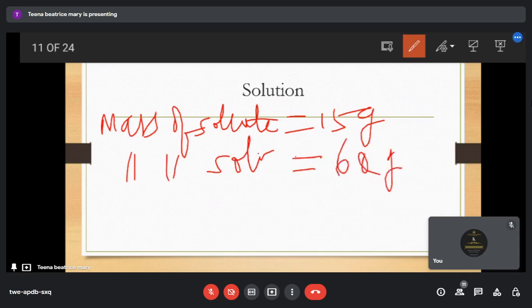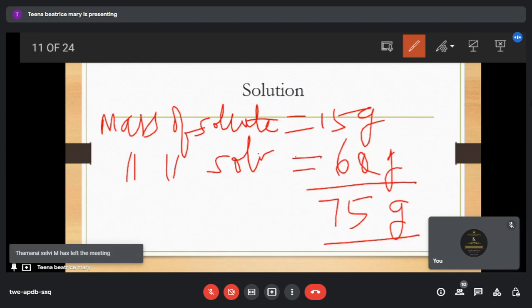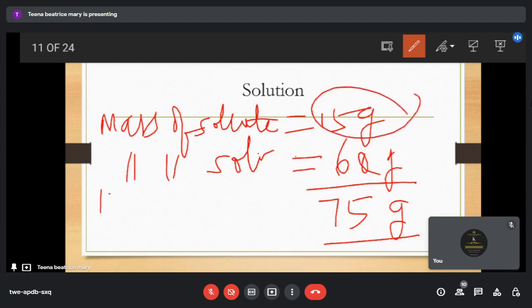So what we have to do? The total mass of the solution is the mass of the solute plus the mass of the solvent, 75 gram. The mass percentage is the mass of the solute divided by the mass of the solution into 100. So 15 divided by 75 into 100. If you calculate, your answer will be 20%.